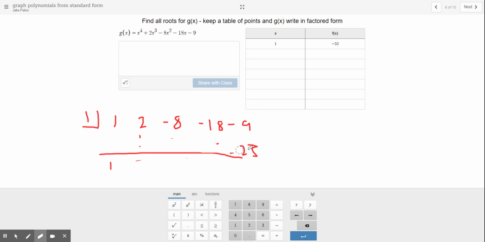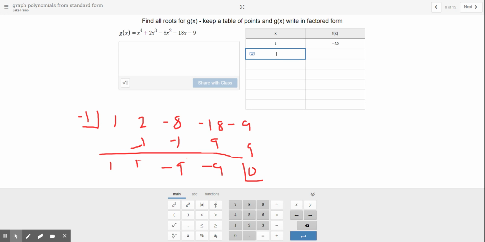Let's try -1. So if I try -1, I get -1 here. That's 1. -1 here. That's -9. That's 9. That's -9. That's +9. And that's 0. So yes, that worked.